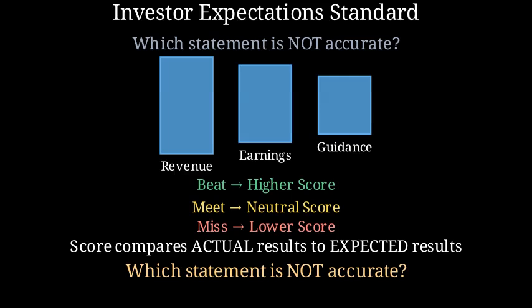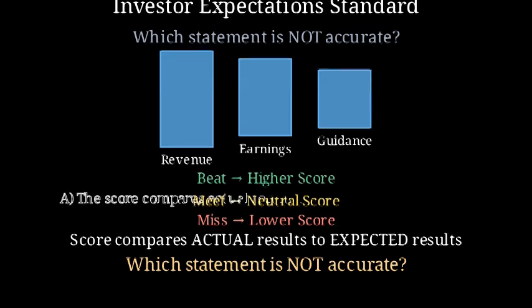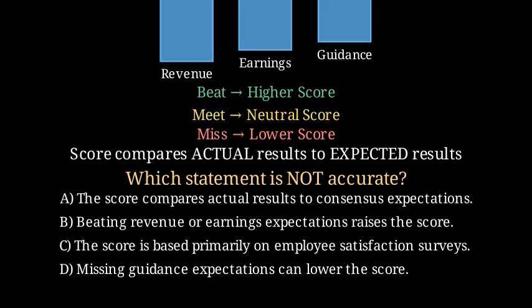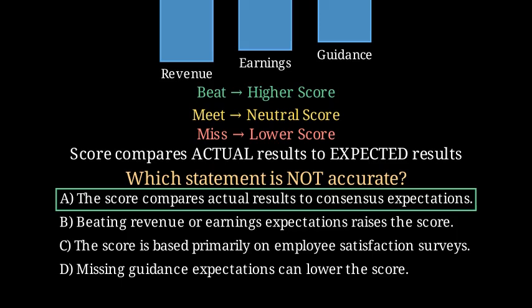We'll examine each statement one by one. Here are the four statements. Let's evaluate statement A. It says the score compares actual results to consensus expectations. That is accurate, so statement A is correct. We'll highlight A as correct.